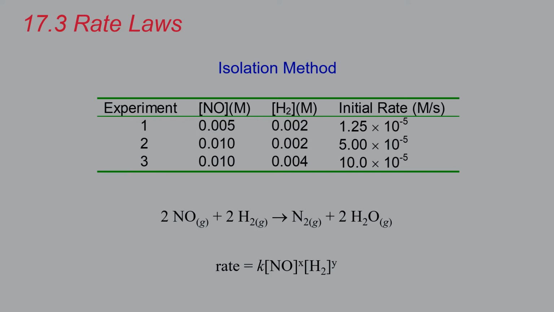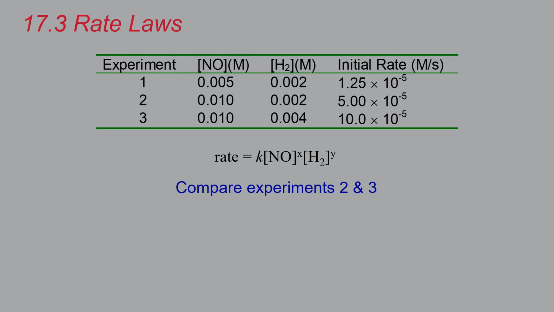So think about a set of reactions. Let me ask you, what set of reactions are going to tell us what the H2 exponent is? So hopefully you came up with 2 and 3, and that is simply because the concentration of NO is constant. So this guarantees that any change in the reaction rate is due only to the change in the concentration of H2, because that's the only one that changed.